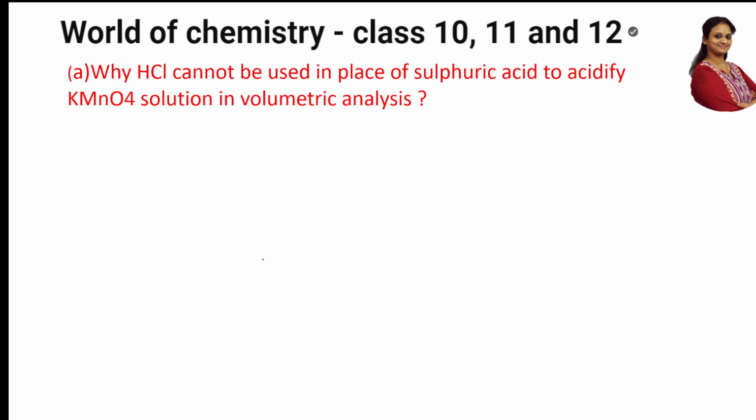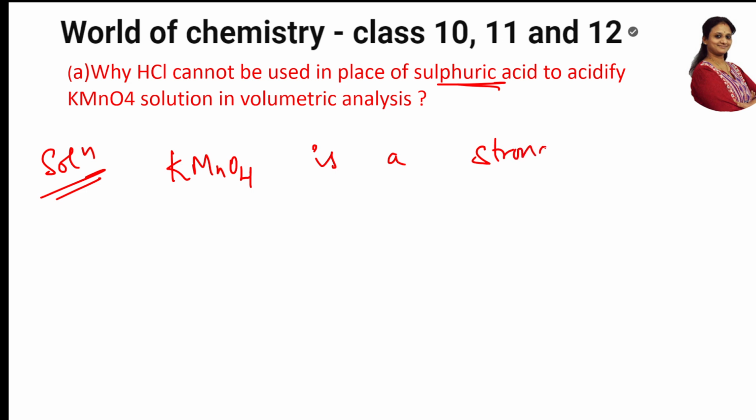Why can HCl not be used in the preparation of sulfuric acid to acidify KMnO4 solution in volumetric analysis? Oh, this is an interesting question. They're asking why HCl cannot be used in place of sulfuric acid when you do the volumetric analysis. So normally, what is the role of KMnO4? To release nascent oxygen, correct? Because it is a strong oxidizing agent. So I will write, first of all, KMnO4 is a strong oxidizing agent, because it releases nascent oxygen, correct?